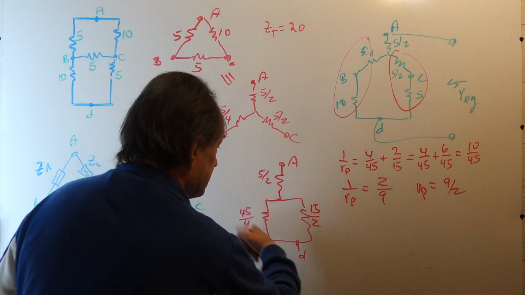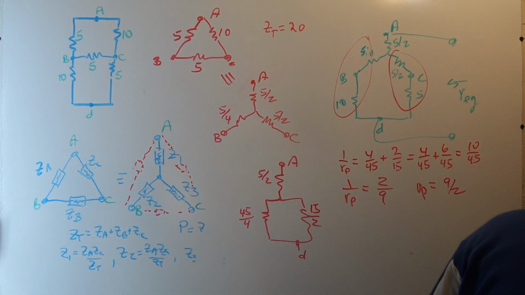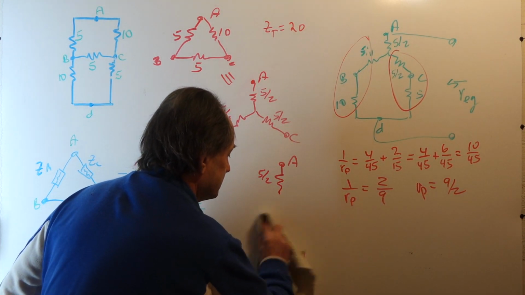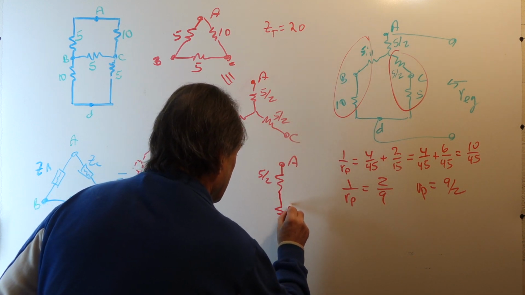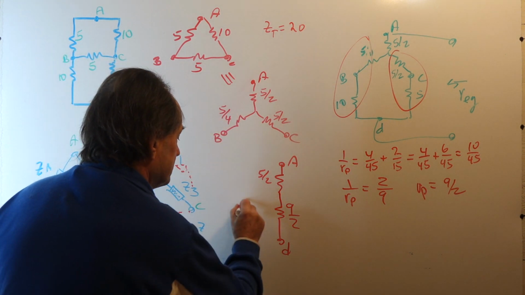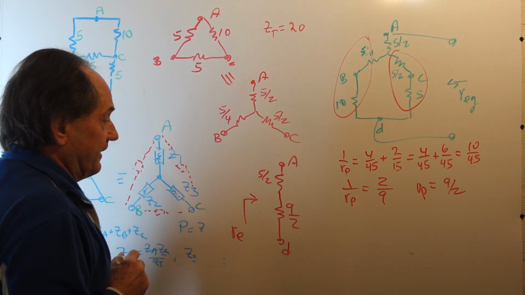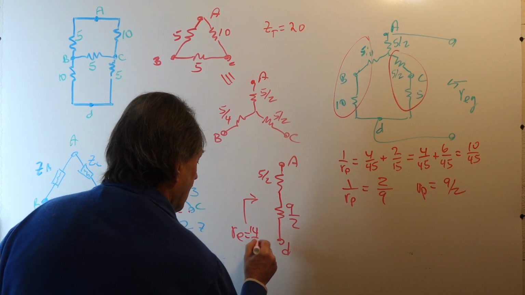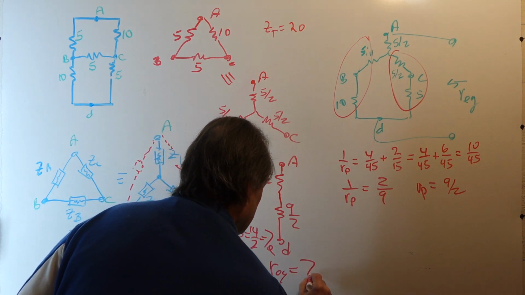So we can replace this now by a resistor of 9/2. So this parallel combination now becomes a single resistor of 9/2. So the equivalent resistance now, looking in, is the series combination of 5/2 and 9/2, which is 14/2 or 7 ohms. So R equivalent is 7 ohms.